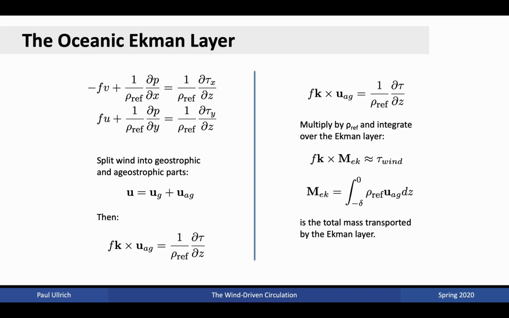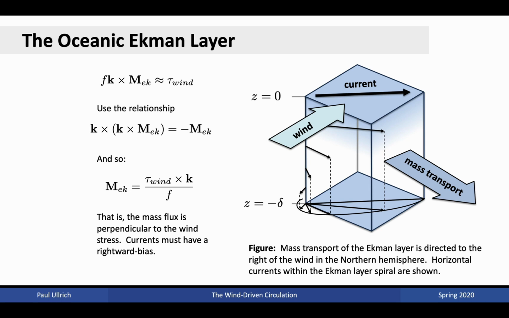You might recall that this looks like a flux term. That is, it's the transport associated with the ageostrophic flow. If we then take this equation and cross it again with k, and use the relationship k cross M Ekman equals negative M Ekman, we then obtain an expression for M Ekman in terms of the wind stress and the Coriolis parameter. Specifically, M Ekman is equal to tau wind cross k divided by the Coriolis parameter.